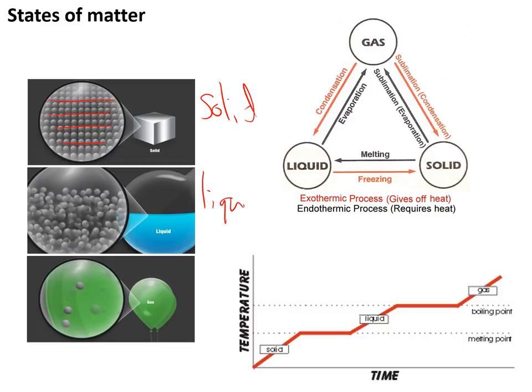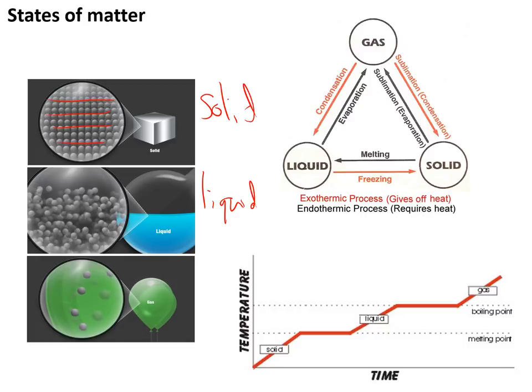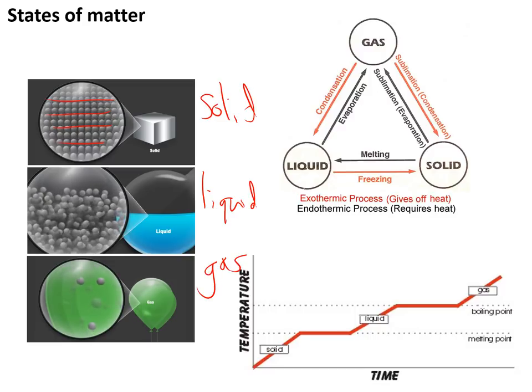Liquids, such as here, we've got the particles are still touching, but now they're in no order at all. They're sort of random all over the place, and they are moving past each other. And in gas, like we've got here, the particles are now no longer touching. They're completely randomly spaced. The particles are widely spaced, and the particles should be moving very fast. It doesn't show that clearly on this diagram.